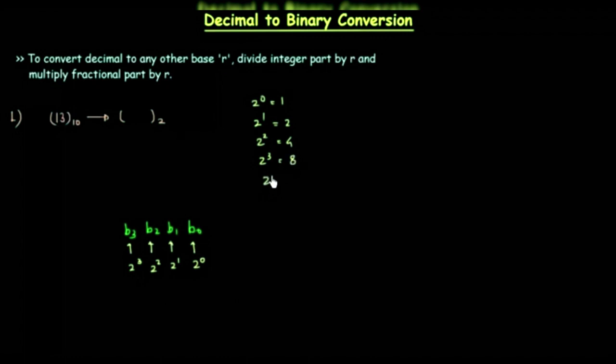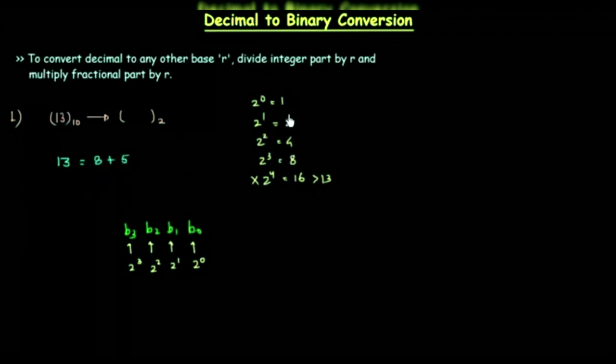We can also have 2 raised to power 4 equal to 16, but we do not require 2 raised to power 4 because the number in decimal is 13. We want to convert 13, and 16 is greater than 13. So we do not require 2 raised to power 4. And out of 1, 2, 4, 8, the number closest to 13 is 8. So we can write 13 equals 8 plus 5, right?